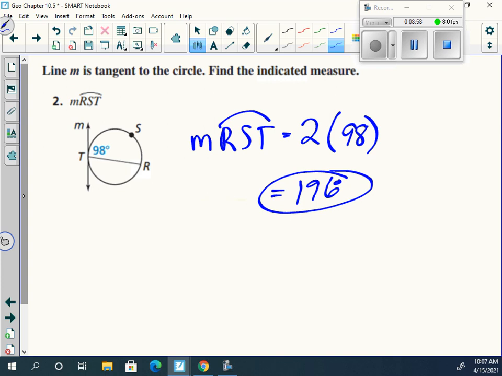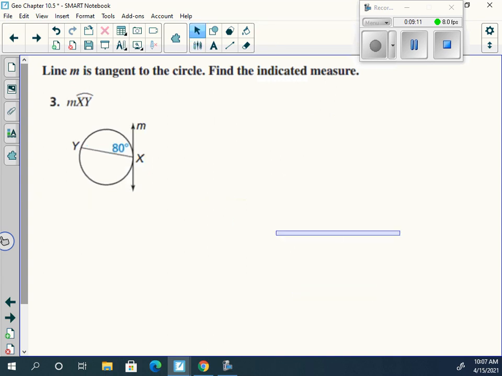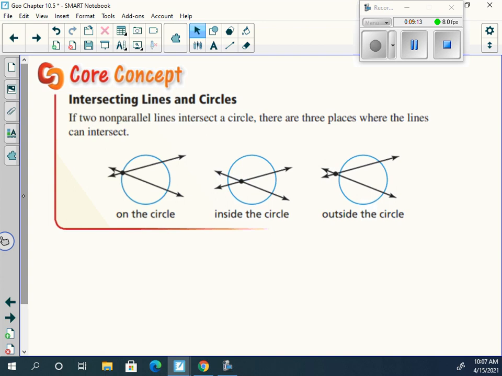Any questions on any of this here? You feel pretty comfortable with this formula? How this formula works, going from angle to arc or arc to angle. Okay. We feel comfortable with this here. We will move on.